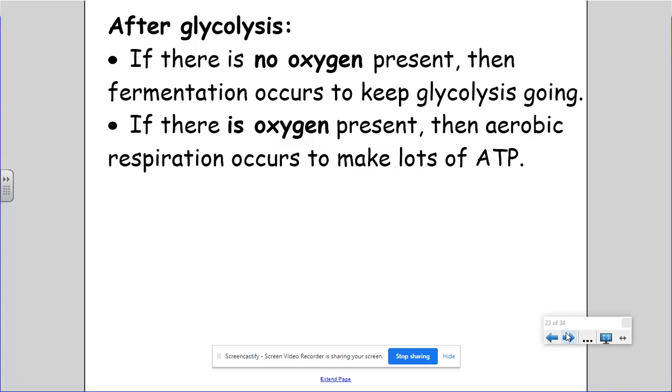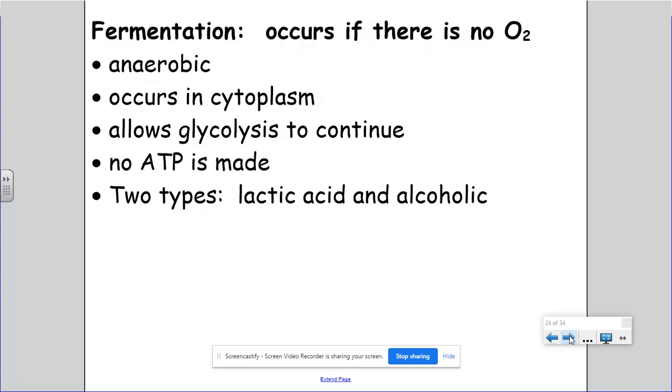After glycolysis, remember we have two different things that could happen. So if there is no oxygen in the cell, our cells cannot produce enough ATP to sustain a multicellular organism, but some organisms can survive without oxygen, and our cells can survive for a limited amount of time. Fermentation, like glycolysis, occurs in the cytoplasm, and its purpose is to allow glycolysis to continue. There are two main types.